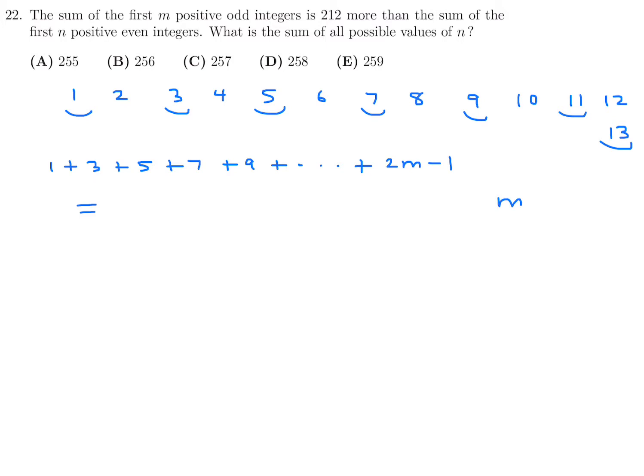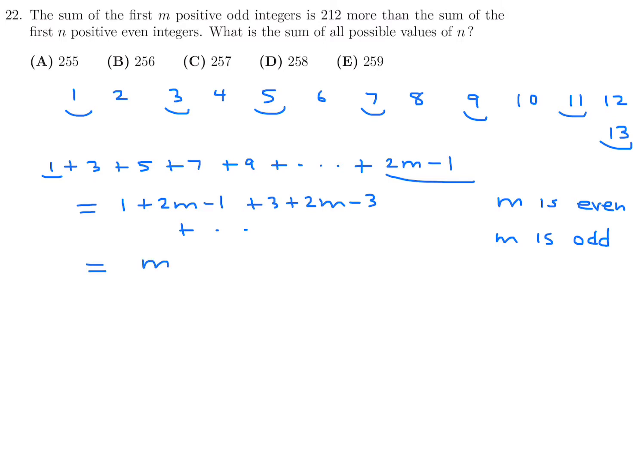What we have to first consider is whether m, the actual number, is odd or even. If it's even, it basically becomes 1 plus 2m minus 1. I'm grouping the first one and the last one, plus 3 plus 2m minus 3, grouping the first and the second last, and so on. Eventually all of these will be grouped together. Because m is even, m over 2 is the number of pairs, and each pair adds up to 2m. So you just get m squared. That is what happens when m is even.